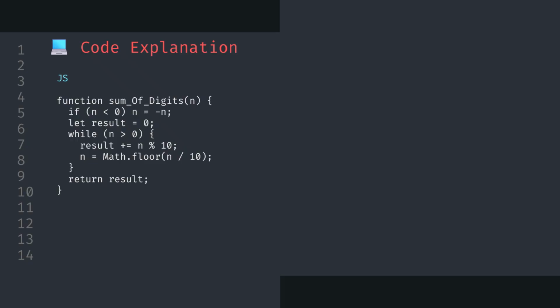The function first makes sure the number is positive. We then use a while loop to process each digit. N modulo 10 extracts the last digit, which we add to the result. And Math.floor, where n divided by 10, drops the last digit from the number. We repeat until all digits are processed.